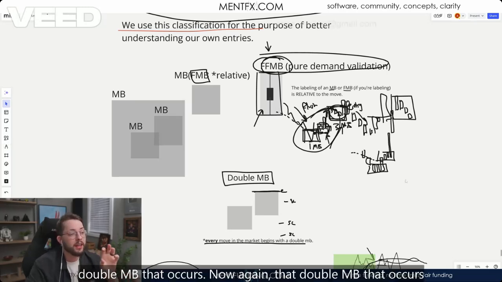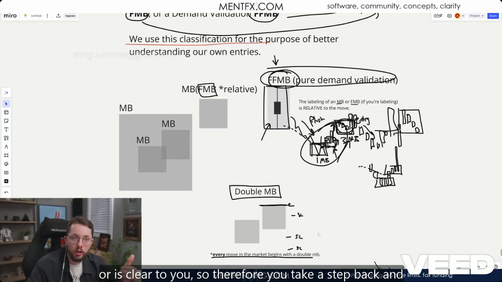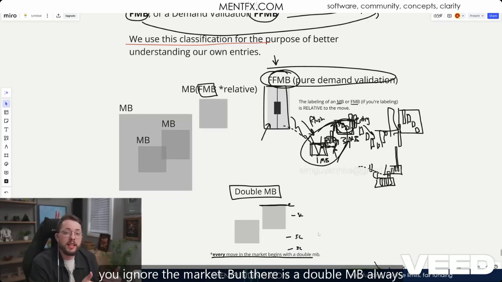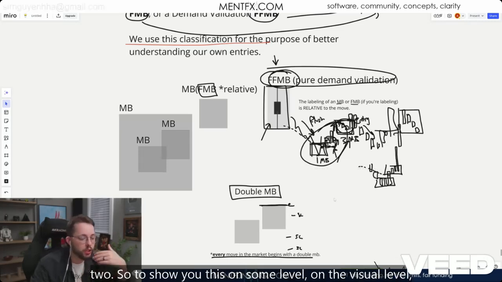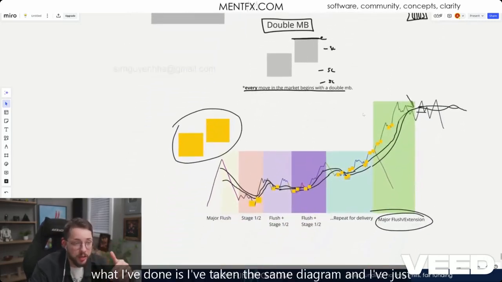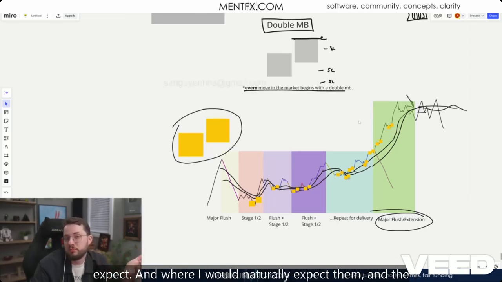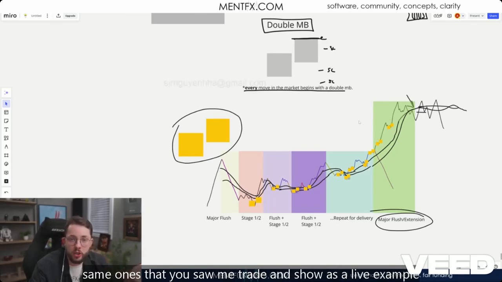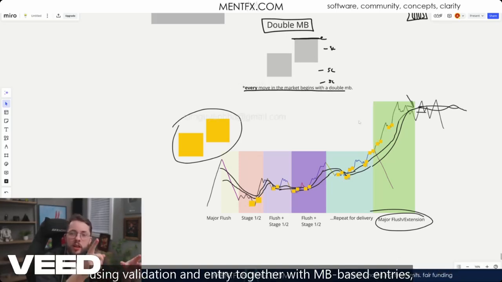Now, again, that double MB that occurs may not be the kind of double MB that you're able to trade, or is clear to you, so therefore you take a step back and you ignore the market. But there is a double MB always before the start of a move from a stage one into a stage two. So to show you this on a visual level, what I've done is I've taken the same diagram and I've pinpointed a few random double MBs where I would naturally expect them, and the same ones that you saw me trade and show as a live example on the 4 videos in a row where we looked at examples of using validation and entry together with MB-based entries.